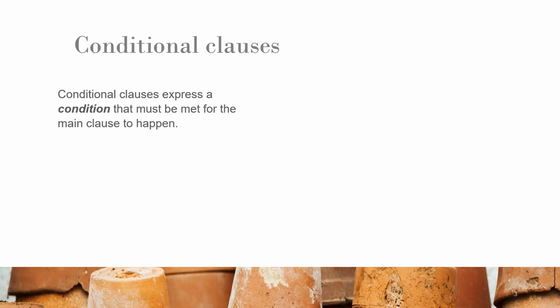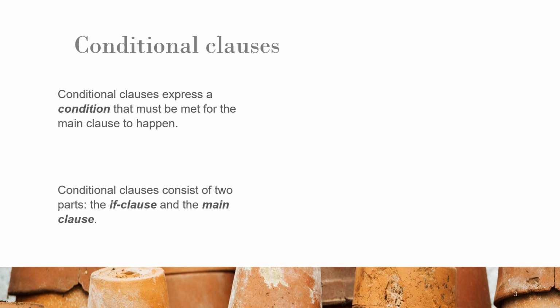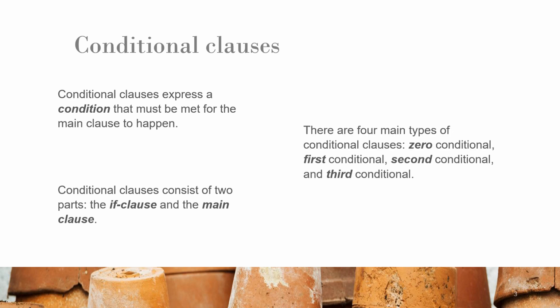Conditional clauses express a condition that must be met for the main clause to happen. Conditional clauses consist of two parts, the if clause and the main clause. There are four main types of conditional clauses: zero conditional, first conditional, second conditional, third conditional, and there are even more which are not very typical, such as the type called mixed conditional clauses.